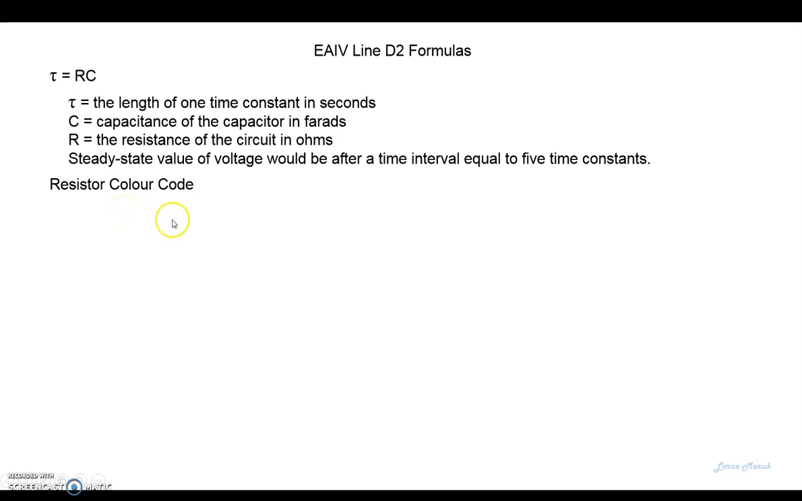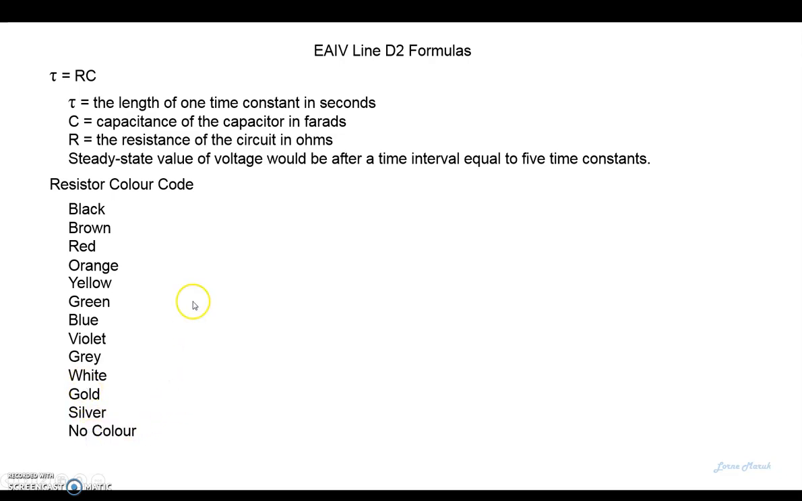Also, although it's not covered in the module, you will be required to know the resistor color code. So if we start off with "Bad" for black, "Boys" for brown, "Race" for red, "Our" for orange, "Young" for yellow, "Girls" for green, "But" for blue, violet is violet in this case, "Gray" for gray, and white for 9, and for tolerance, gold, silver, and no color.